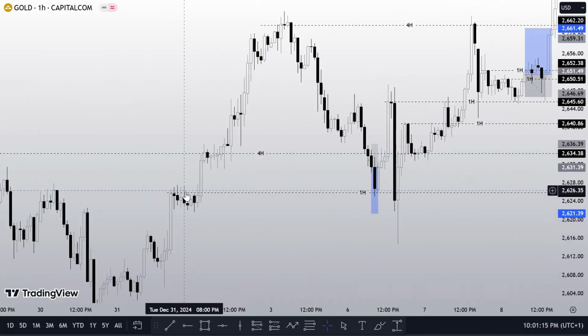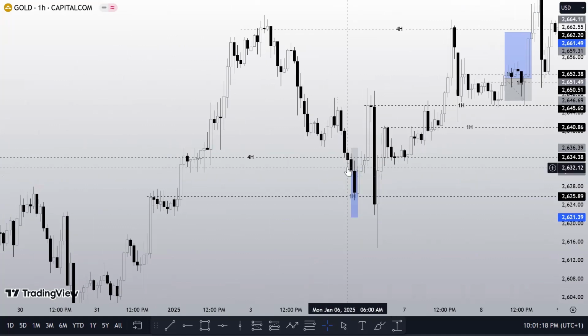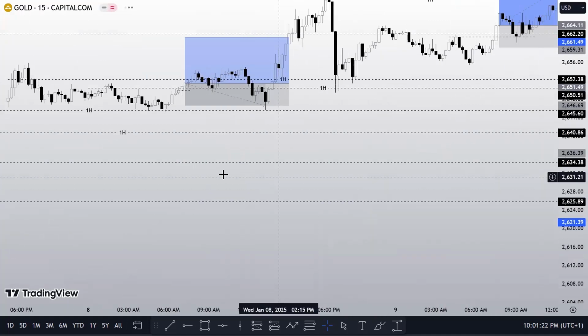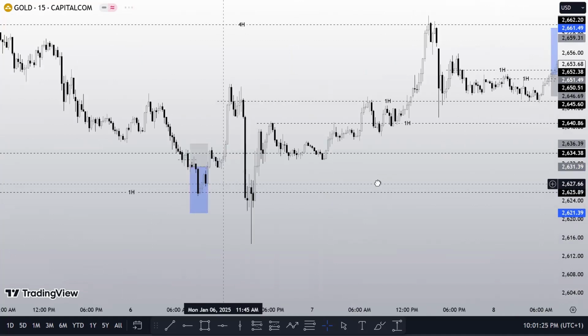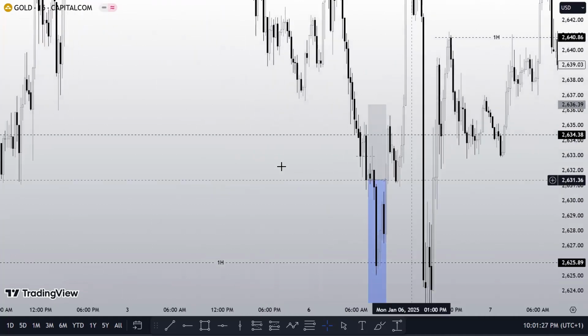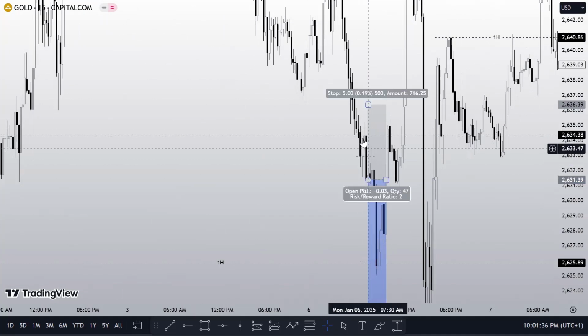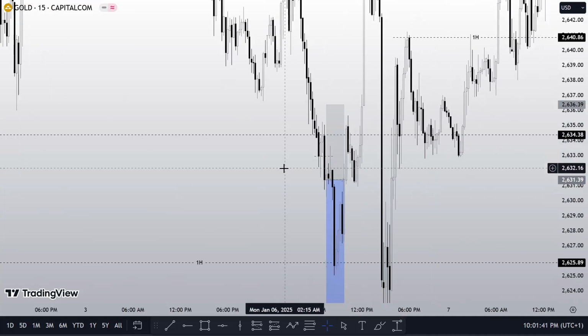When I woke up in the morning around the London session, if you check on 15 minutes, you can see that price broke this 4 hour zone right here, came to create something like a low, then went up to retest here. And this right here is my entry pattern for a continuation of the trend.